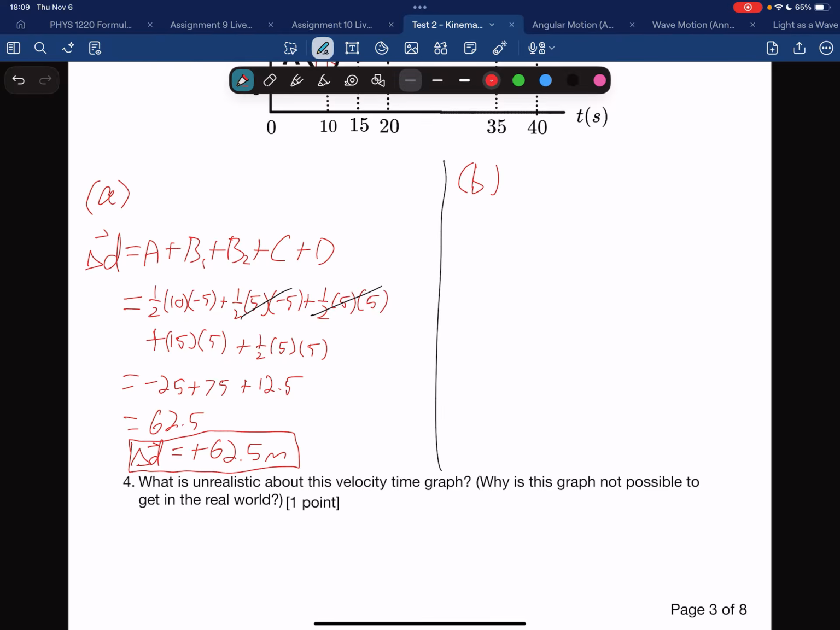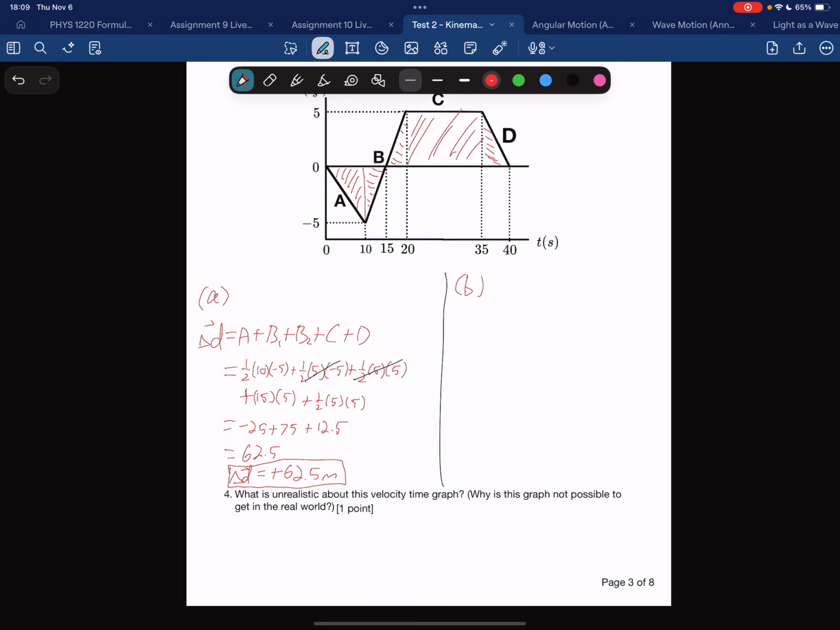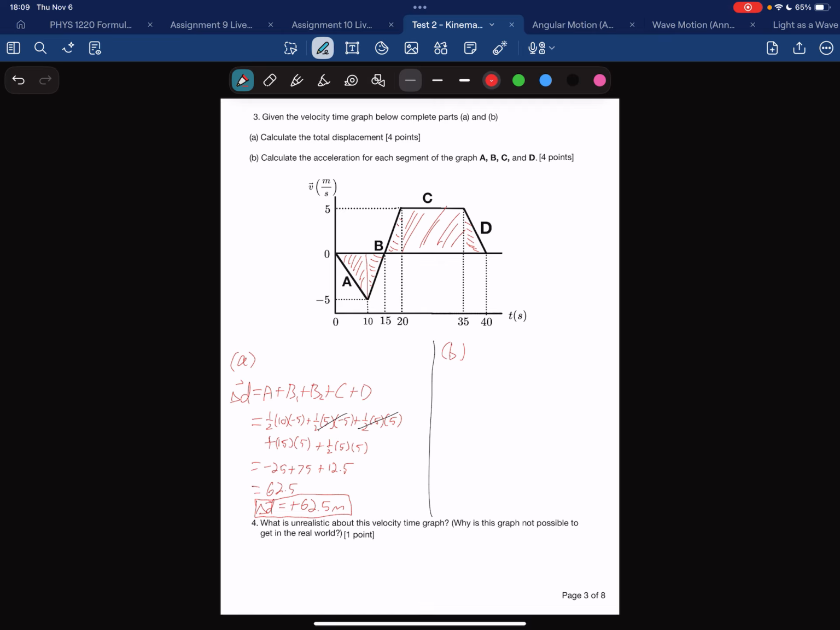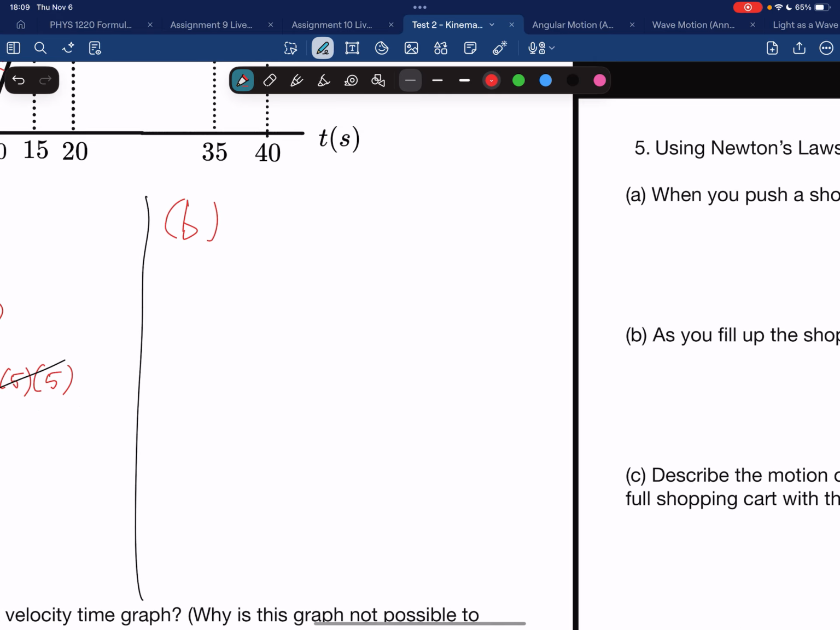That could be north, that could be south, that could be east, that could be west, that could be up, that could be down, that could be left, that could be right. Doesn't matter. Whatever you want it. It's just the positive direction. So that was it for 3A.